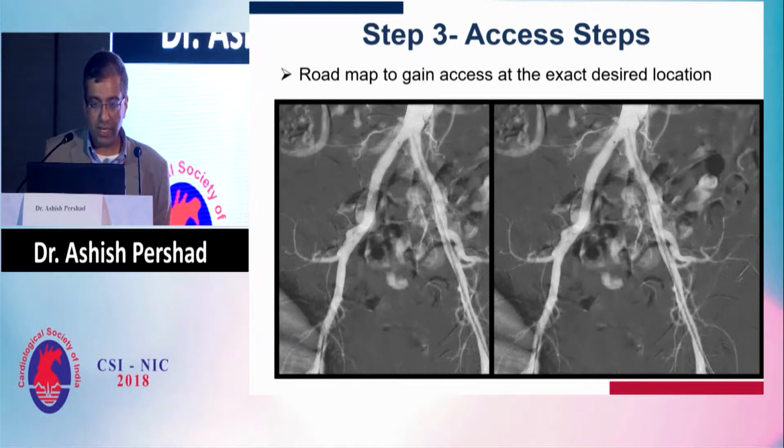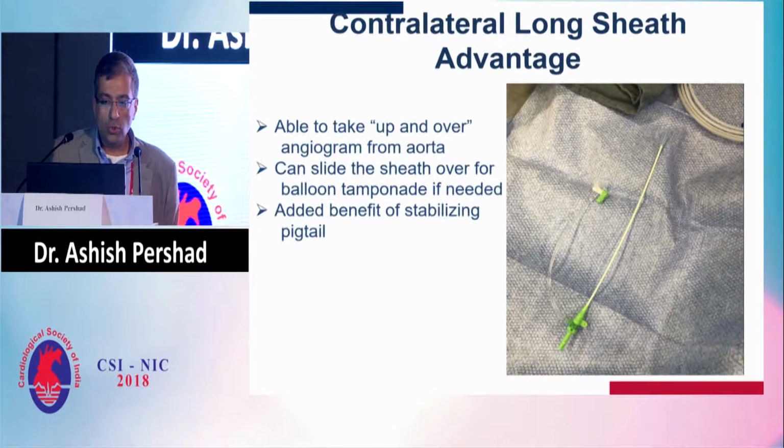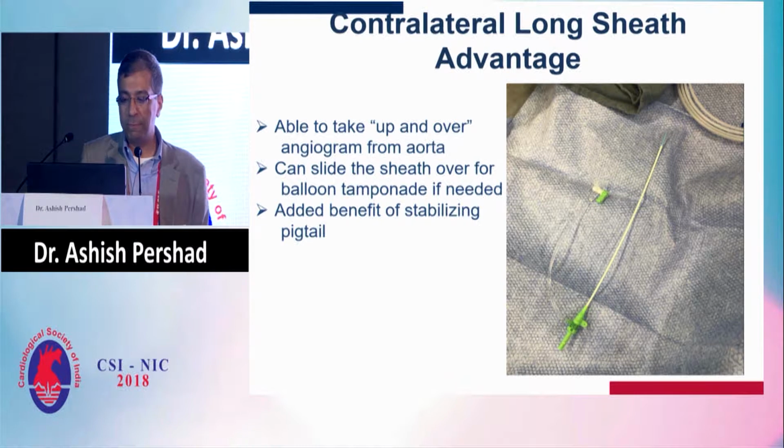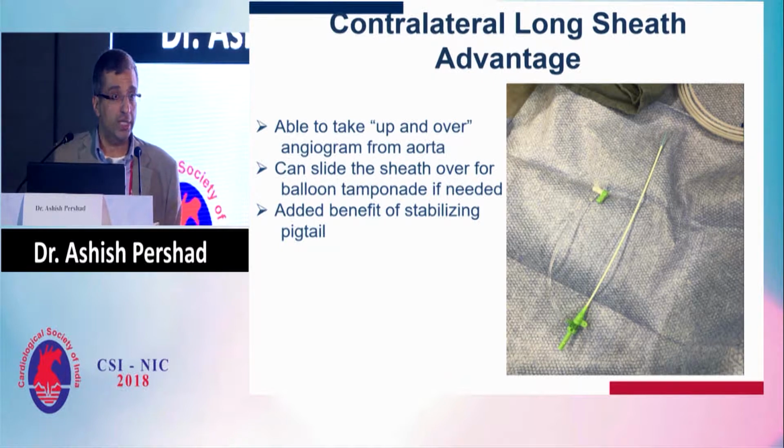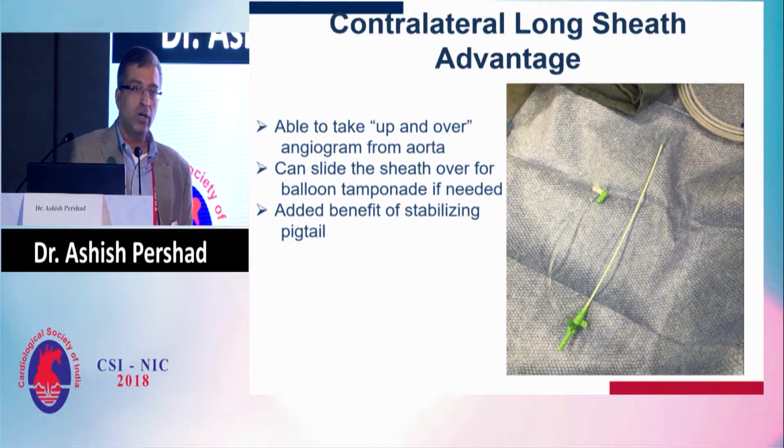The other important tip that I think is to use a long sheath. So when we use our contralateral sheath to put a pigtail, we use a 6 French long sheath. And what that does is it gives you the ability to take an up and over angiogram without having to cross over to the opposite side for your first shot, meaning your roadmap shot.